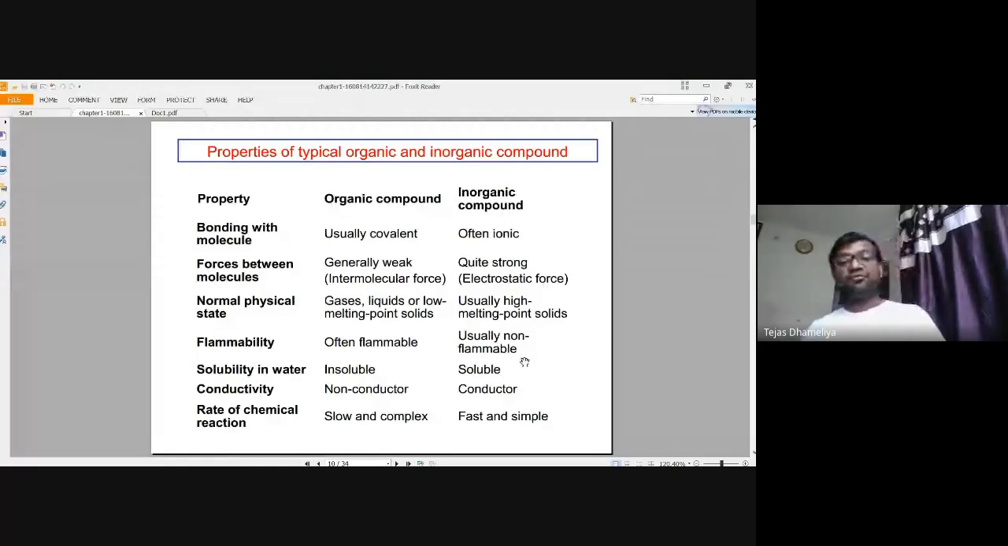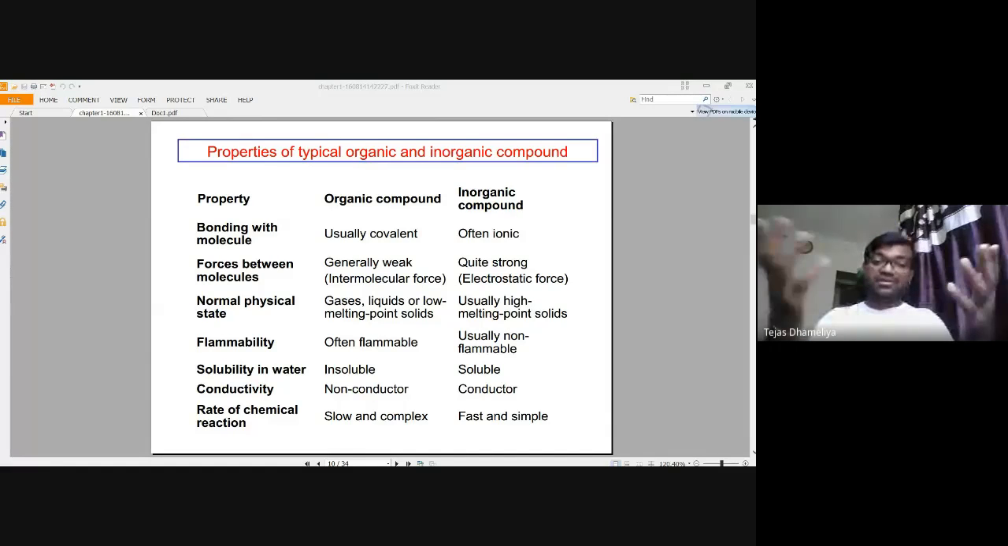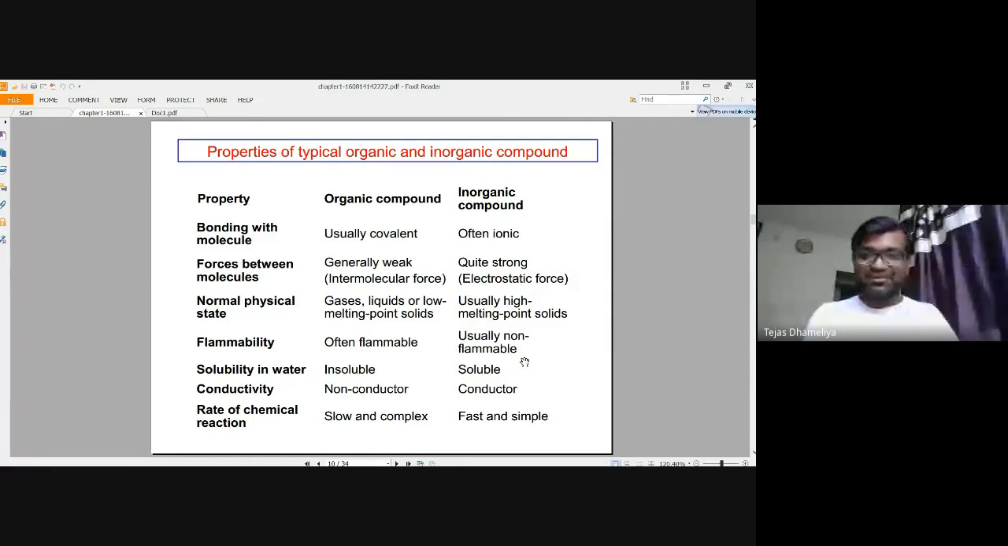Inorganic compounds are non-flammable. Take salt and put it in the fire, NaCl will not catch fire. But if you take a little benzene and put it in the fire, it will catch fire. It will start burning by itself. We people are also, if you put us in fire, we will also start burning, but after some temperature. So we are also flammable just like the molecules.